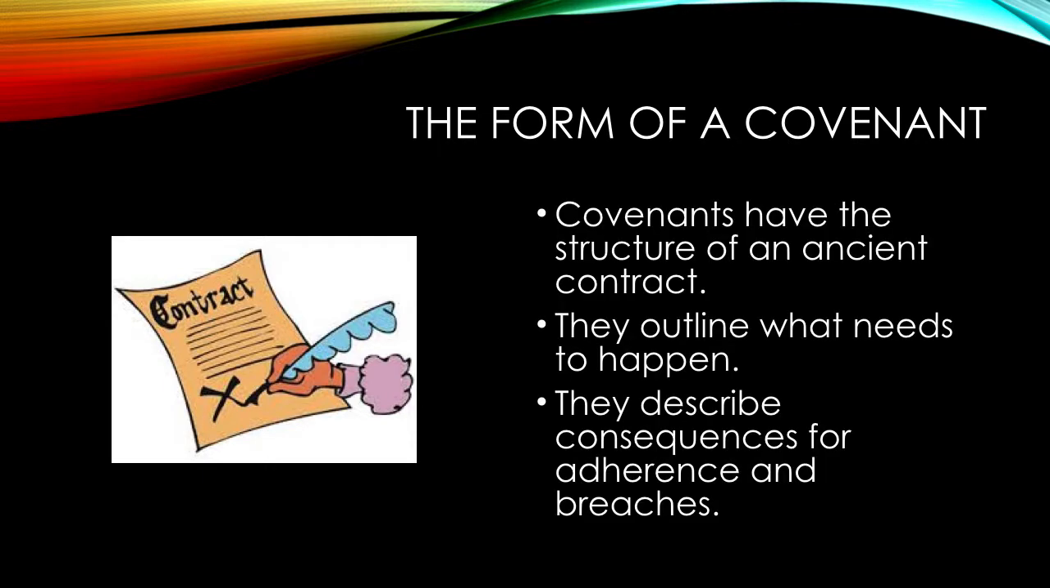Covenants just look like contracts. They outline what needs to happen. They describe consequences for adherence, which means that you do follow the contract, and for breaches, which means that you don't. The quintessential one is probably in Deuteronomy 30, if you want to look there. But Genesis 17 has a really important one too. Both of those are worth looking at.